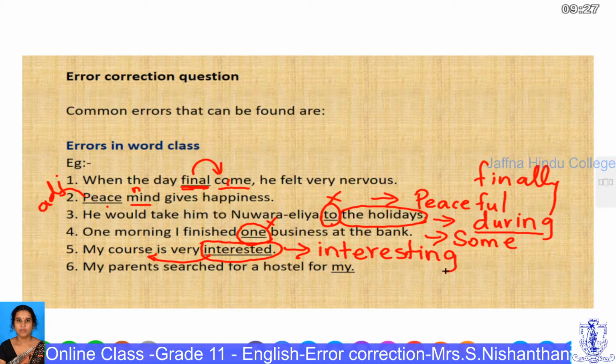My parents searched for a hostel for my. Here, this is an error. Usually it should be for me. There's an error in pronouns. So, such errors can be found and they should be eliminated.